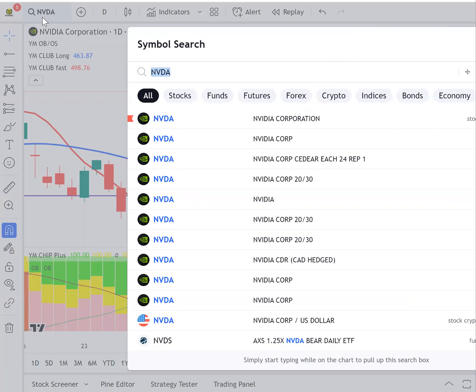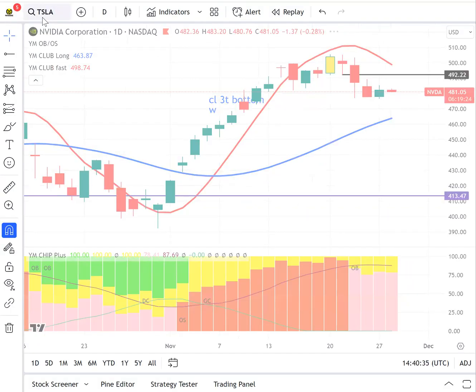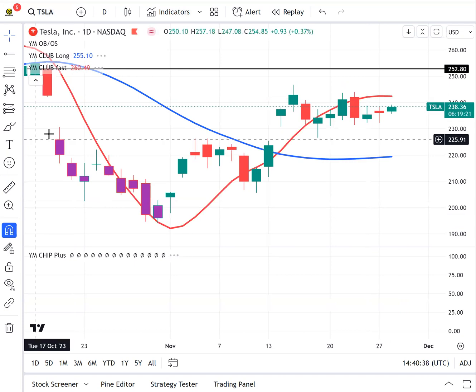So the other one is Tesla. Do we have any yellow? Okay, we have purple.